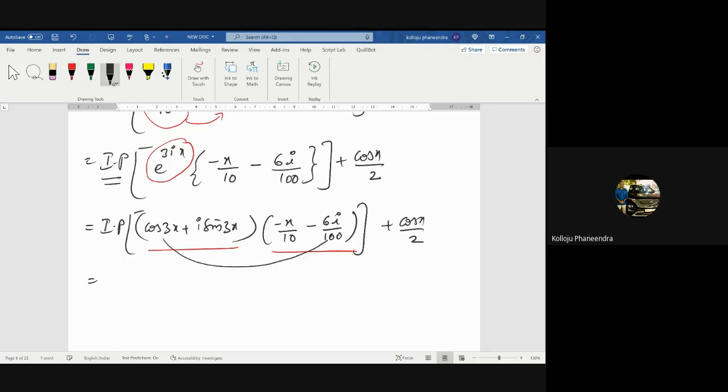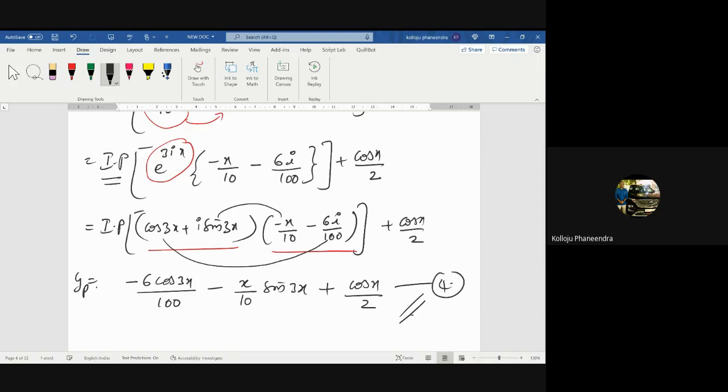So which term contains i? This into this. So, minus 6 cosine 3x by 100, imaginary part. Another one is this, minus x by 10 into sine 3x. Okay, that's it. Plus cosine x by 2. This is yp. That's it.